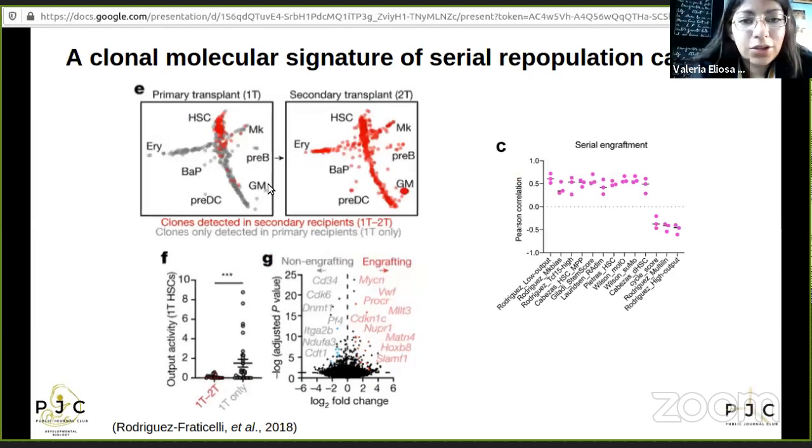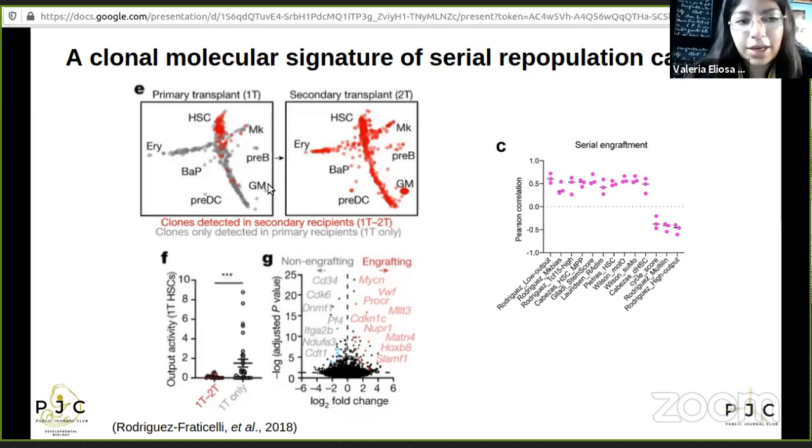Thanks. So using a spring plot to visualize the single cell data analysis, they found that the clones in the second recipients remained in the compartment of the hematopoietic stem cells in the first transplant. So this result suggests to them that the cells with the capacity to restore the hematopoietic system in the second transplant stayed quiescent during the first transplant.